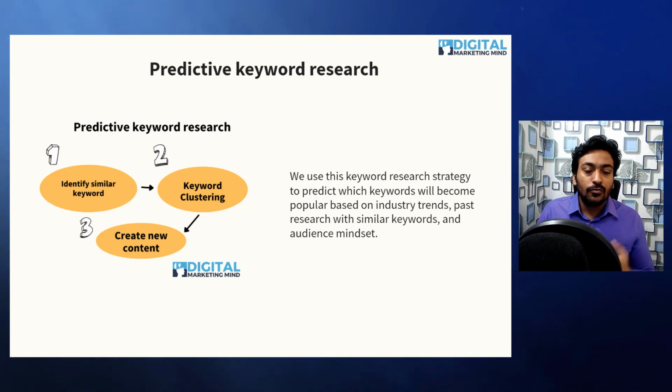How do we do it? First, we identify similar keywords or similar products. Then we do a keyword clustering process. There is not going to be any competitive bulk filtering or in-depth analysis, because we are predicting these keywords. This is not actually based on existing data. Then the third step, we are going to create content for this.